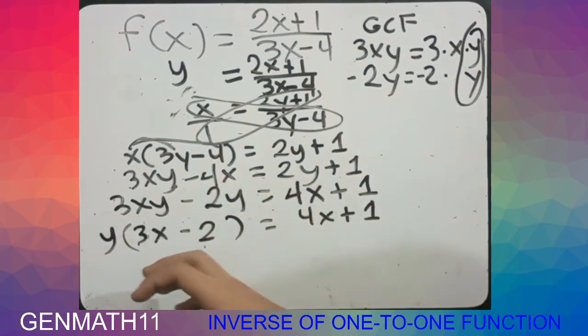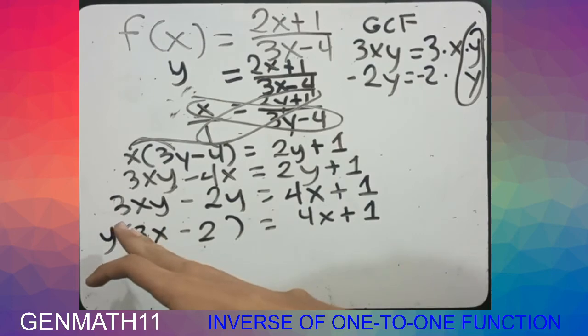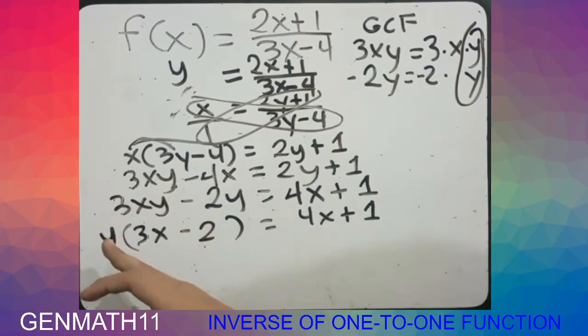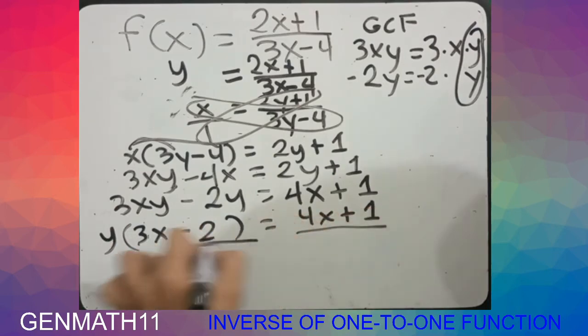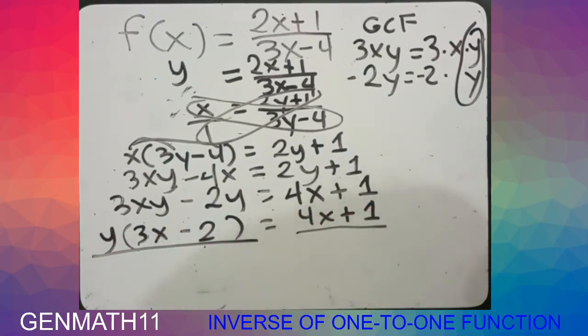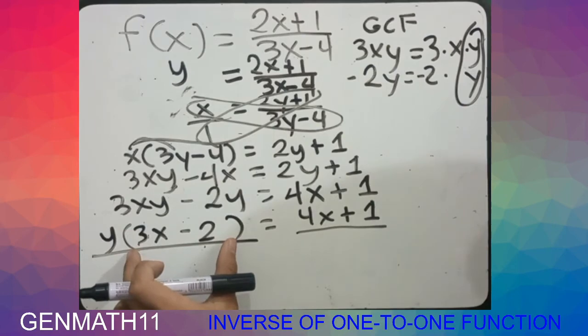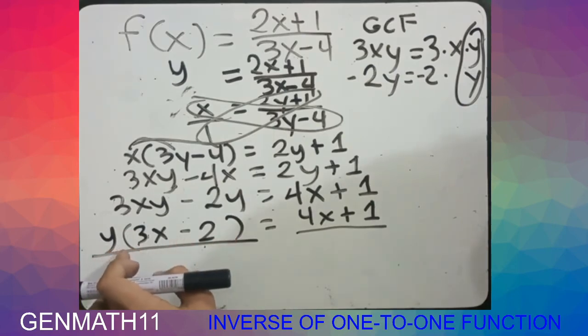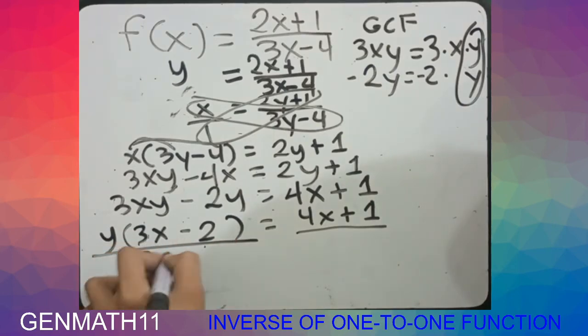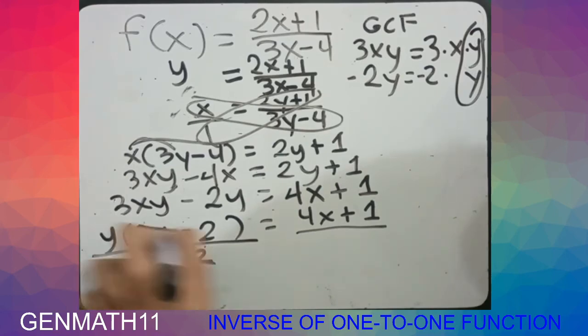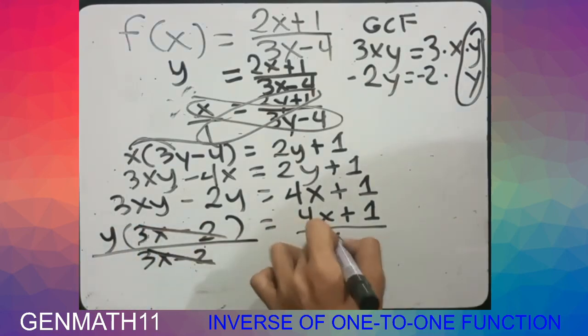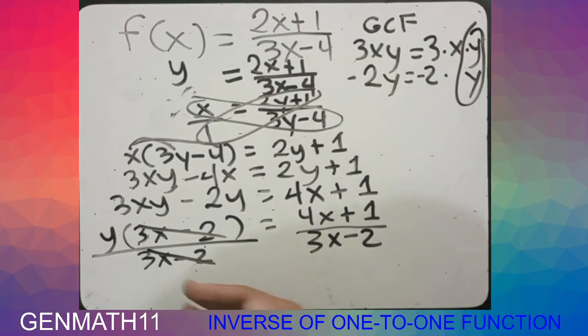So para ma-cancel out natin yung para matira na lang si y, kapag nag-divide both sides tayo. Yung nasa loob ng parentheses, dapat ang matira lang dito ay y. So divide both sides by 3x minus 2. Okay? So cancel out natin ito, 3x minus 2 din. Sa pamamagitan nun, nakuha natin yung value ni y natin.